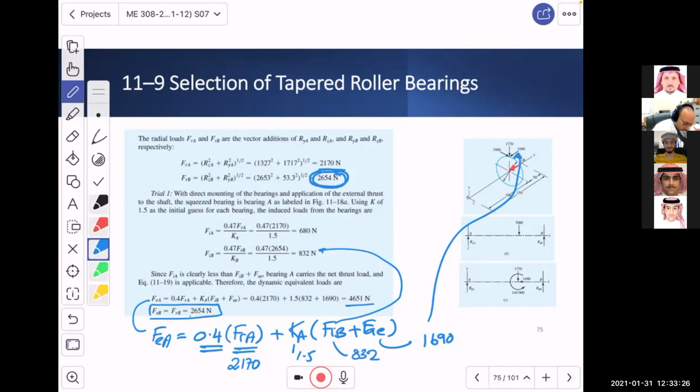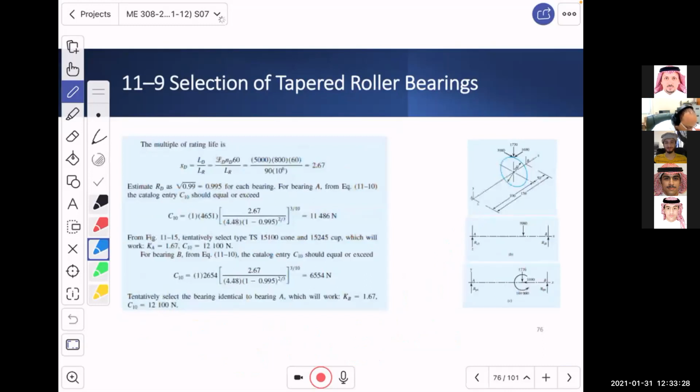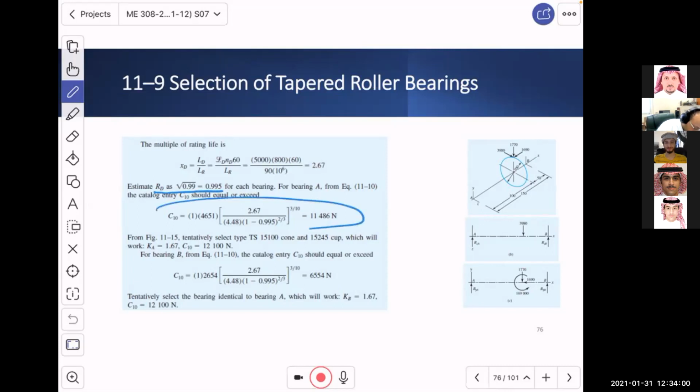Now, if we do this, ya shabab, then what will happen? We can go to the next step, which is to calculate XD. Now remember, we have a desired reliability of the square root of 0.99, so the desired reliability is 0.995, which is more than 90. So you need to use the equation with the desired reliability, which is this equation.